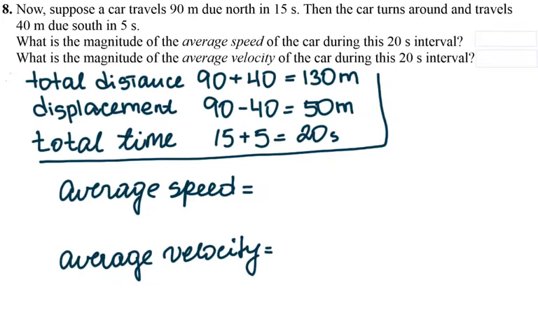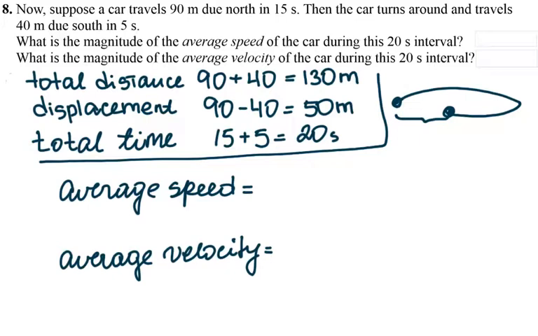So I wrote everything that is given. The total distance is, we have 90 meters in one direction and then 40 meters in the opposite direction, so the distance is 130 meters. Displacement is 50 meters because it went 90 meters in this direction and then 40 meters back. So the displacement is how far from the point where it started. So the displacement in this case is 50 meters.